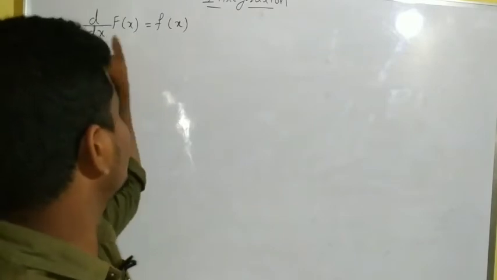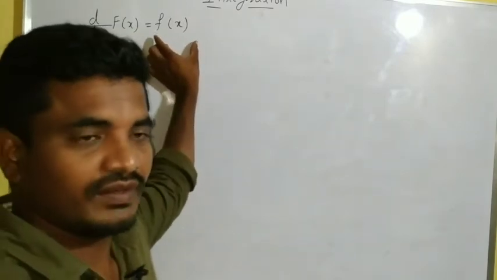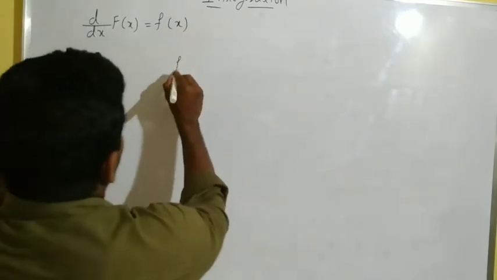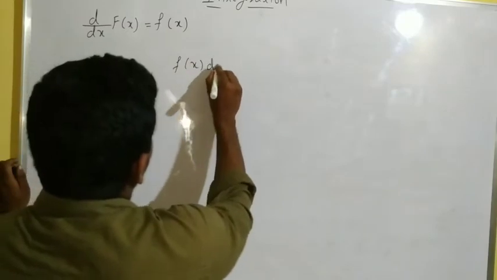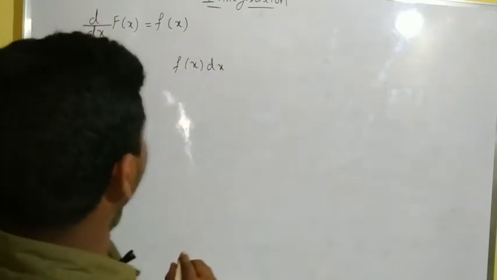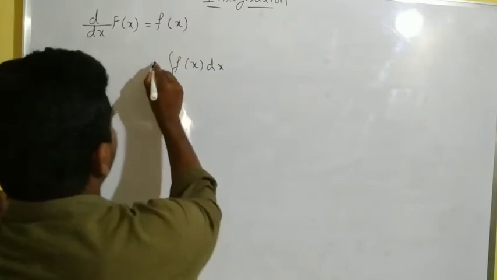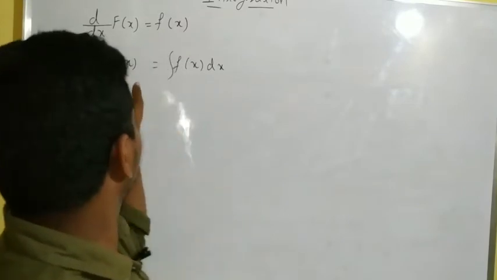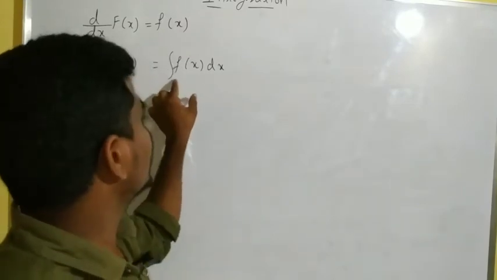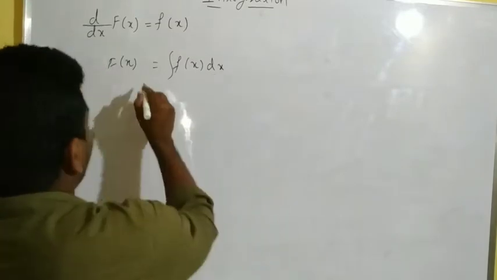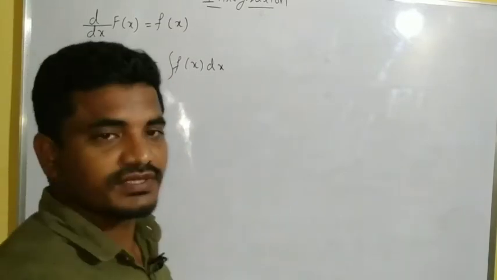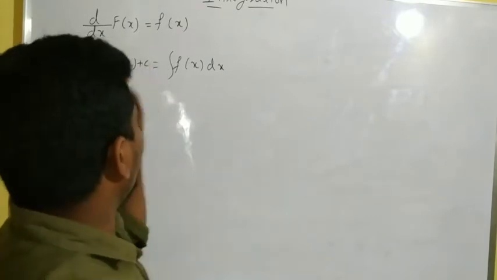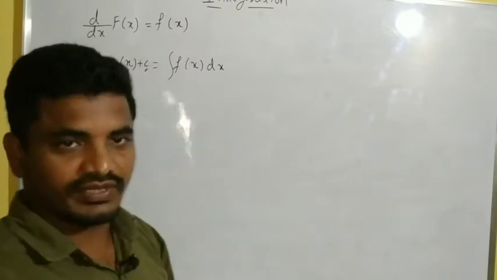When you differentiate it, we get f of x. So this dx, when I send it here, we can take f of x dx, and this d, when you send it to the right side, comes as an integration. So finally we get capital F of x equals integration of f of x dx, and we get one constant. This constant is compulsory when you integrate any function. Why we have to get this c, we'll discuss in the next term.